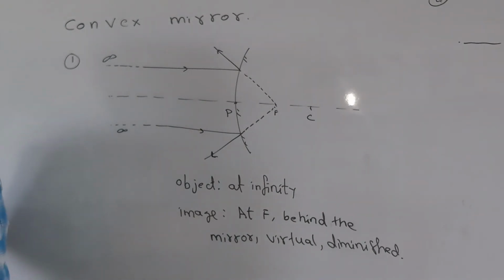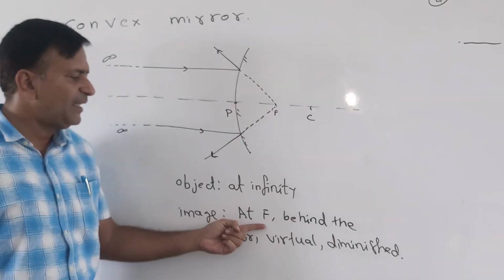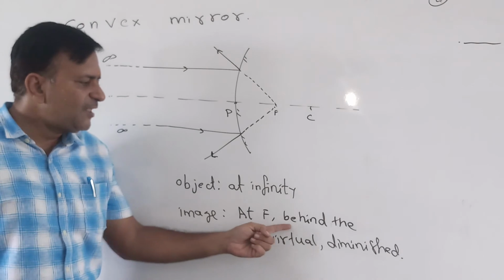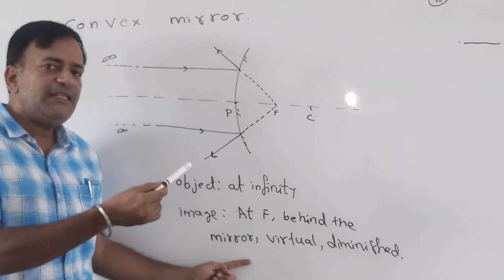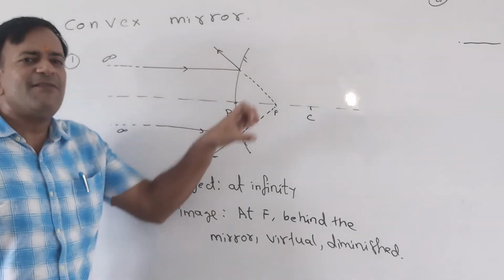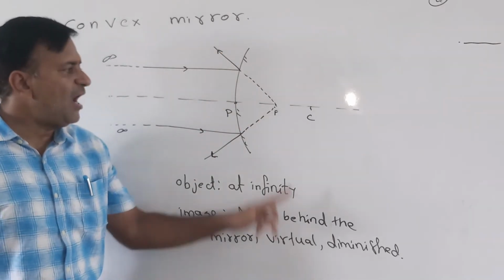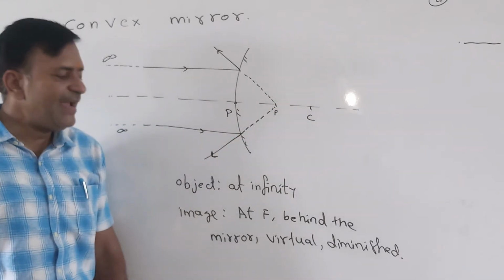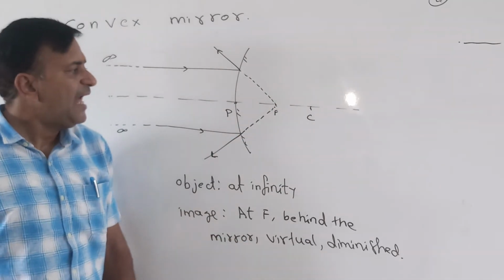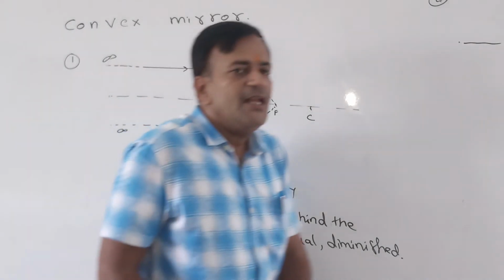Now easy to decide about the nature of image. Where is the location of image? It is at F. Where is the position? It is behind the mirror. Because it is formed by backward meeting, the image is virtual. Because it is point size, the image is diminished or highly diminished. This is diagram number 1.